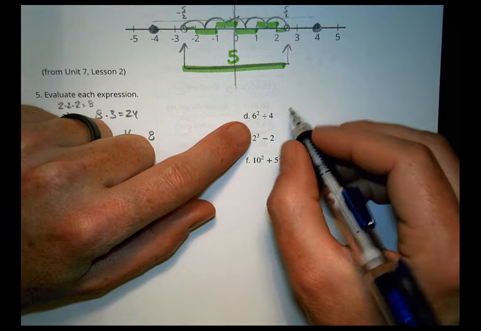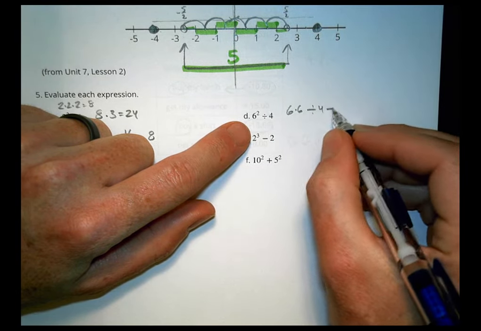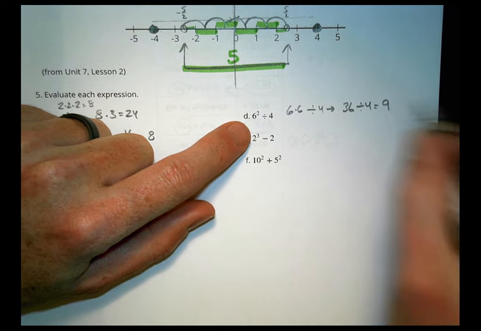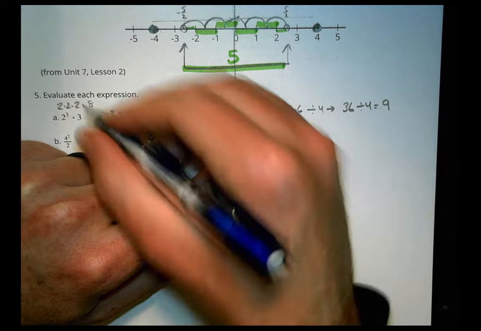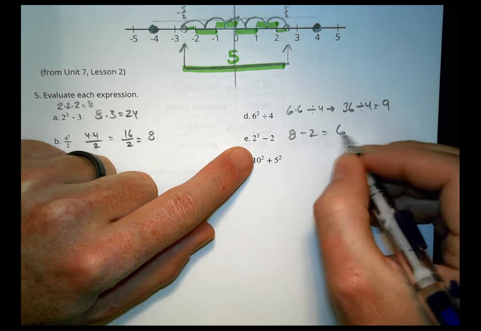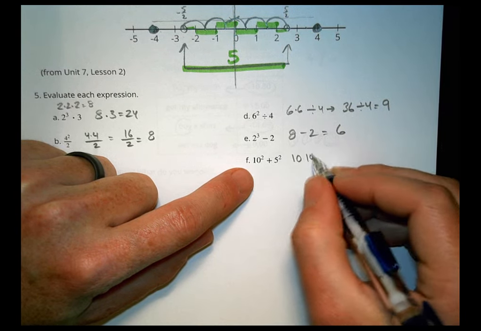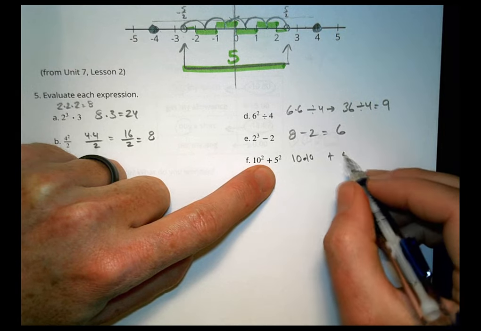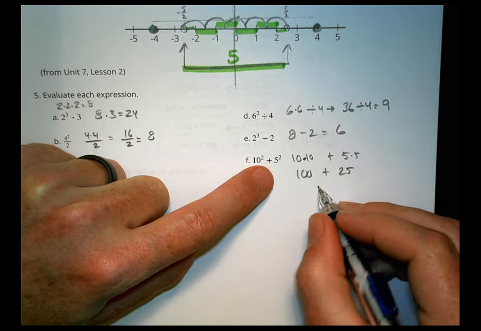6 squared divided by 4, well, that's 6 times 6 divided by 4. 6 times 6 is 36, divided by 4 is 9. 2 to the third, again, is still 8, just like before. And 8 minus 2 is 6. 10 squared is 10 times 10 plus 5 squared, 5 times 5. So that's 100 plus 25 for a total of 125.